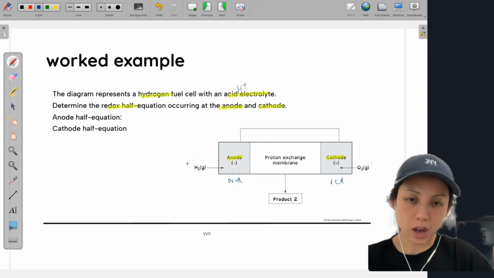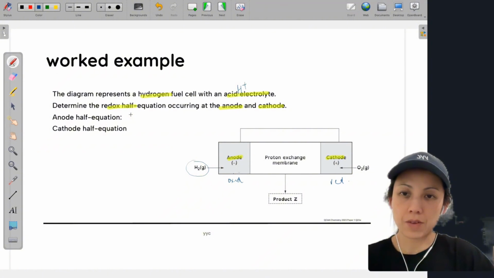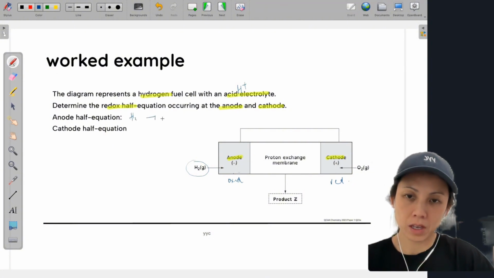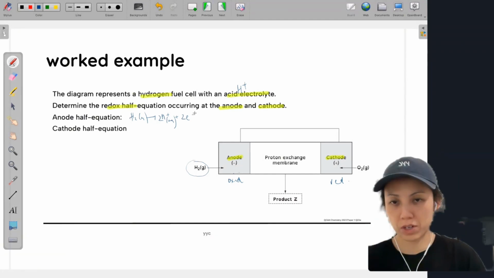Now, if hydrogen is my fuel, hydrogen will be oxidized. If you go look on your electrochemical series, you'll see that this will happen. I'm going to have this. If you look on your electrochemical series, the half equation is already there for you.